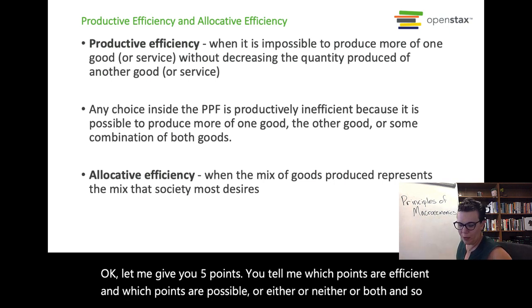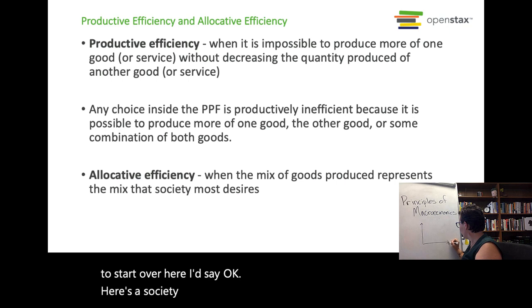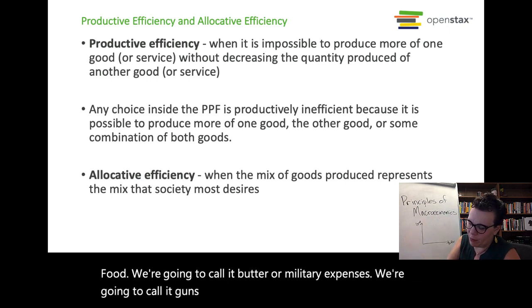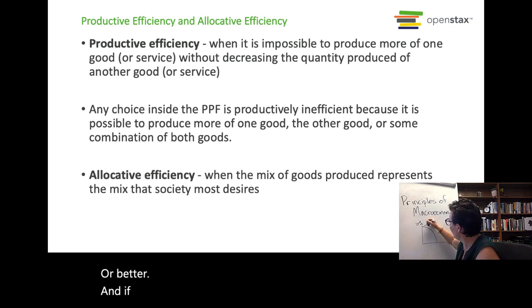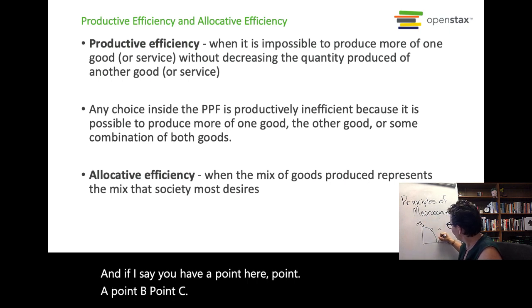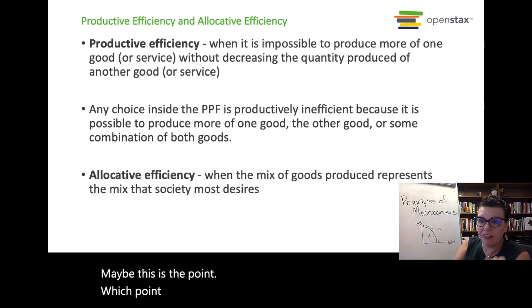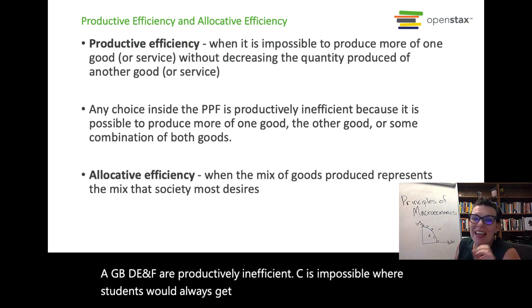And so let's just start over here. I'd say, okay, here's a society where we can either produce food, we're going to call it butter, or military expenses, we're going to call it guns, and we can apply our resources to either guns or butter. And if I say you have a point here, point A, point B, point C, point D, point E, and point F. Maybe this is point G. Which points are productively efficient? A, G, B, D. E and F are productively inefficient. C is impossible.